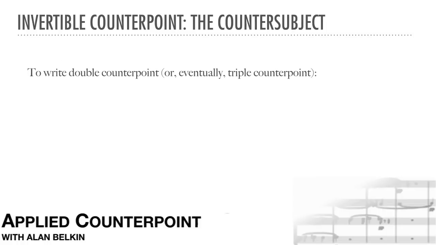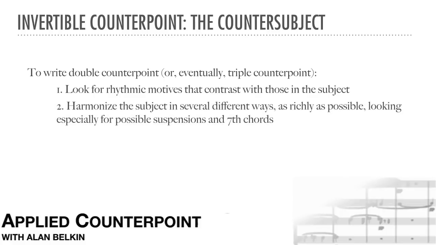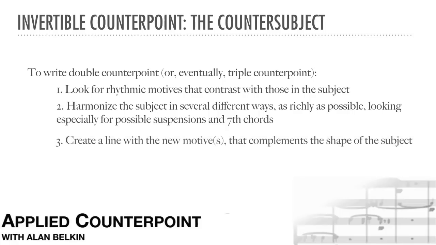To write double counterpoint, or eventually triple counterpoint, look for rhythmic motives that contrast with those in the subject. Harmonize the subject in several different ways as richly as possible, looking especially for possible suspensions in seventh chords. And, finally, create a line with the new motives that complements the shape of the subject. In the accompanying PDF, the student will find several subjects for practice.